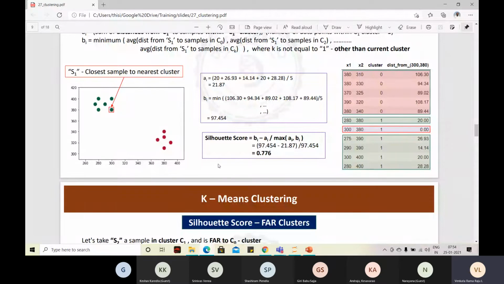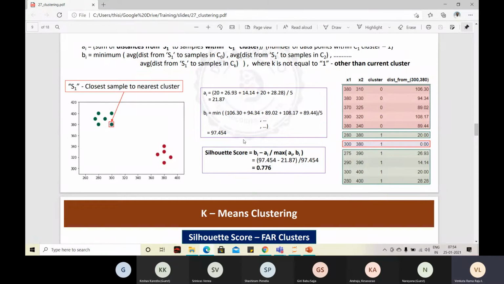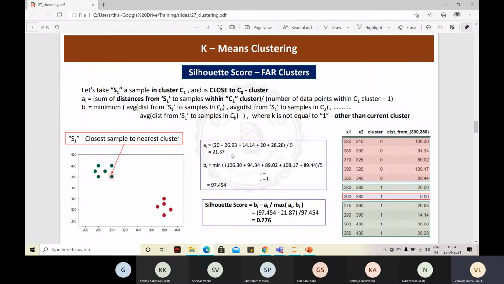Okay, so the silhouette score is calculated in a different way. There is a formula to calculate that. If you look at this, all these red ones are between this data point and the other neighboring cluster. See this here. What is x1? X1 is around 380, 360, whatever, and y is also around 310.